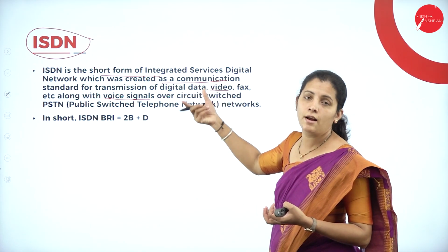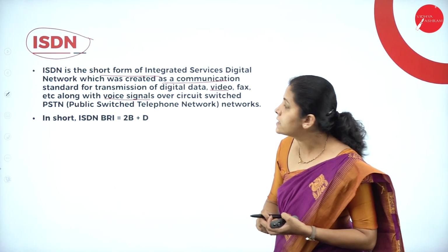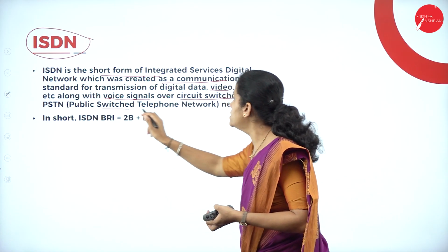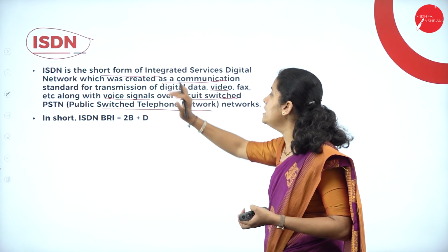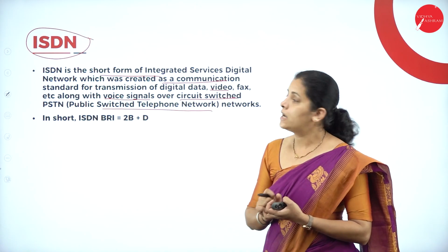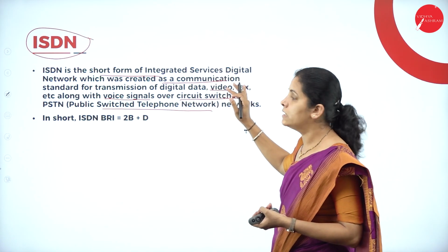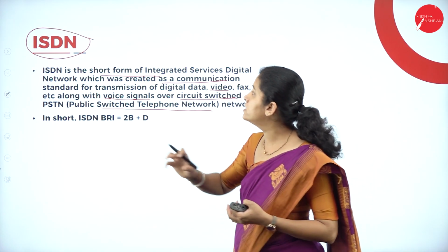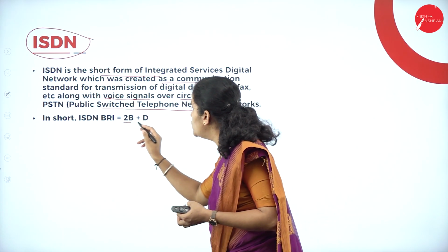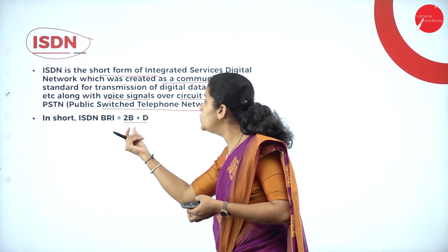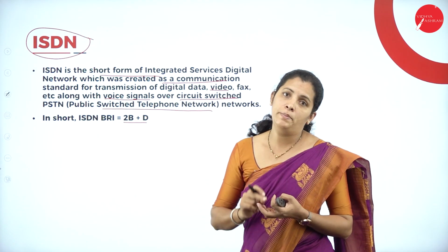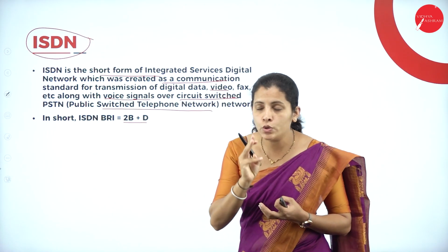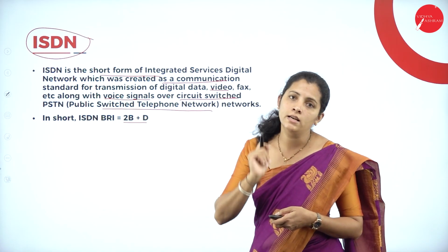The digital signal or data may be video or fax or voice signal over the circuit switched public switched telephone network. I repeat, it is mainly used to transmit digital data over circuit switched network. In that, we are going to use public switched telephone network. In short, the ISDN is referred to as 2B plus D. The 2B indicates 2 B channels and 1 D channel. That means the ISDN is going to use 2 B channels as well as 1 D channel.